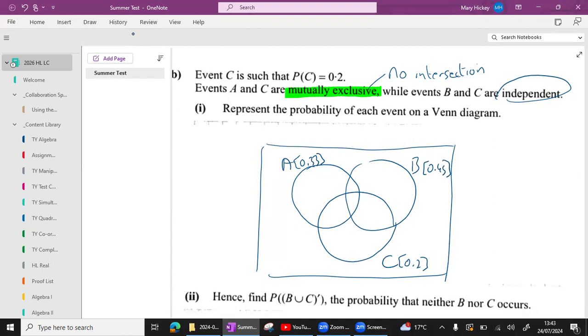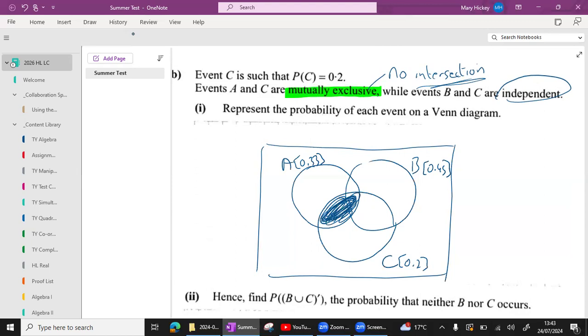Now, it says A and C are mutually exclusive. So if they're mutually exclusive, this section has to be empty. So I'm going to cross that out entirely. They have nothing in common. There is no intersection, so that area is blank. Okay, that's something we know.